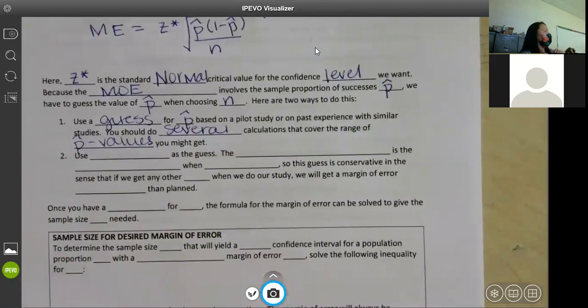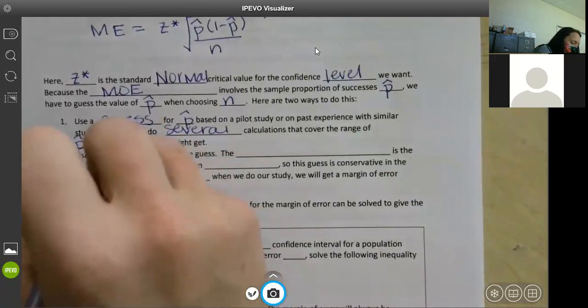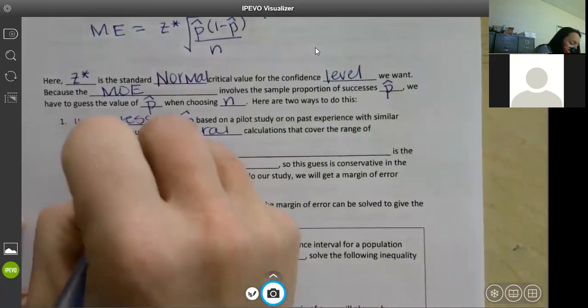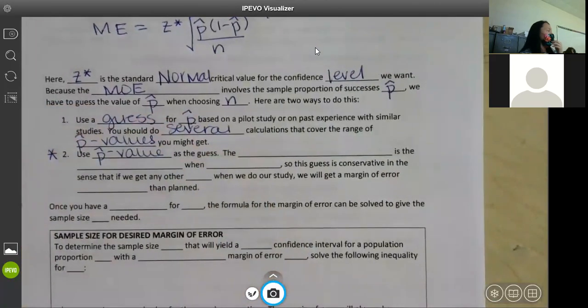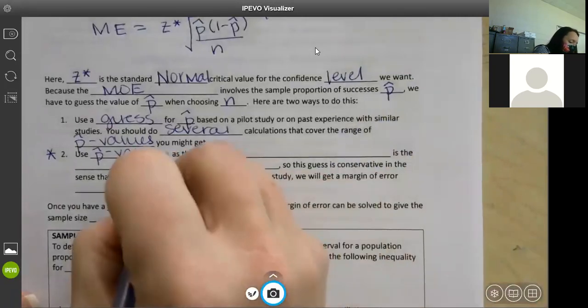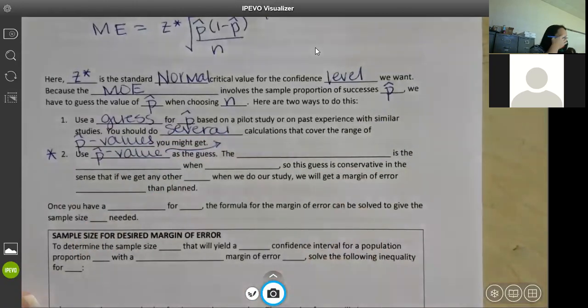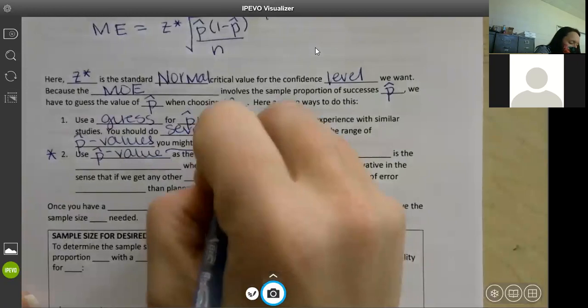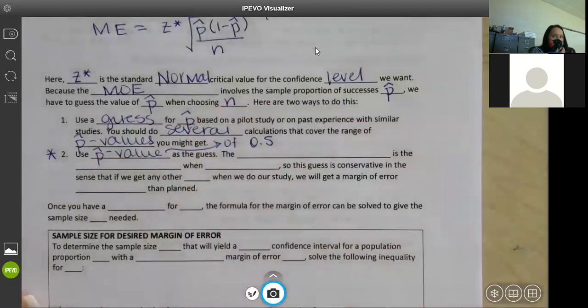So if we don't know what the proportion is, or it doesn't give us a proportion, we can use other studies that did the same thing and use their proportion, okay? If we don't know that, which we will not, so this is the one that's important to you. So if we don't know our proportion, use a P hat value of 0.5, 50%. So we would use that as our guess.